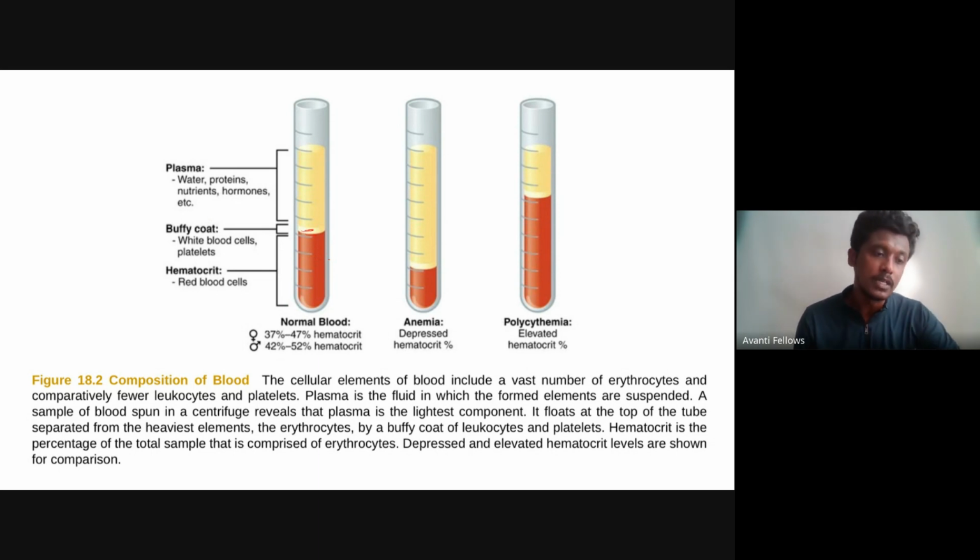Now, the same importance that we give to the cells present in the blood, I think plasma also deserves. Plasma plays a lot of roles. Let us understand the composition of plasma first. Plasma contains water, proteins, nutrients, hormones, etc. In a normal human being, females will have up to 37 to 47% hematocrit, that is red blood cells, out of 100% of the blood we take. And men will show 42% to 52% of the hematocrit layer.